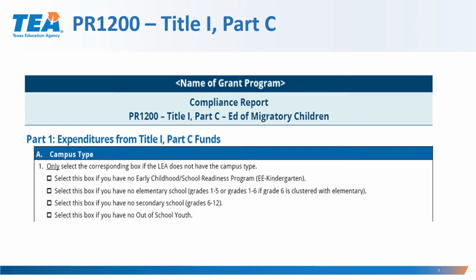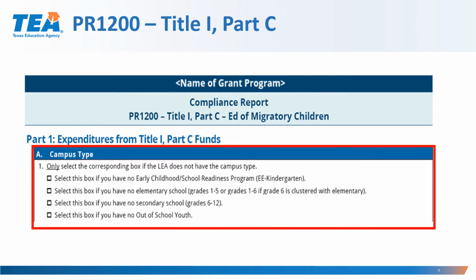Part 1, Expenditures from Title I Part C funds. If your organization is not serving one or more of the types of campuses or providing program or support services that are listed, check all the boxes that apply. Checking a box in this section disables the corresponding subsection in Part B.